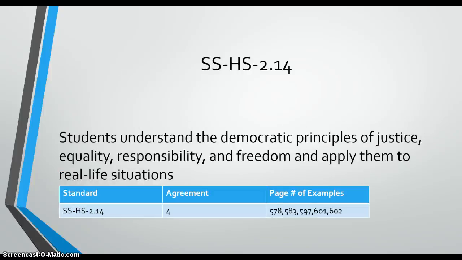First standard that we look at is SSHS 2.14, where it states students understand the democratic principles of justice, equality, responsibility, and freedom and apply them to real-life situations. As you can see here, I agree that this text has met that criteria, and there are several examples there, but I do feel like they could have done a little bit of extra work.